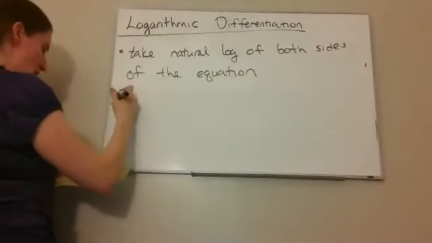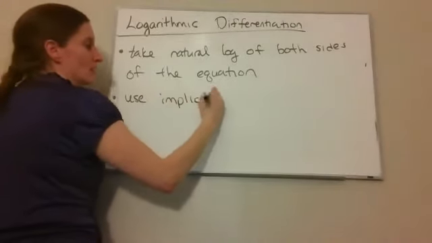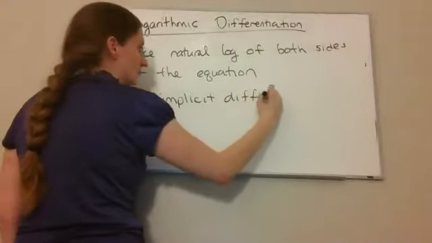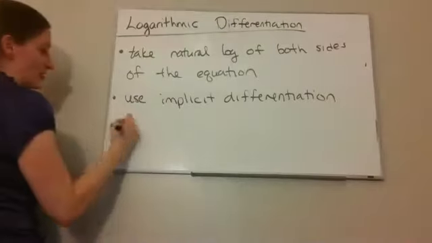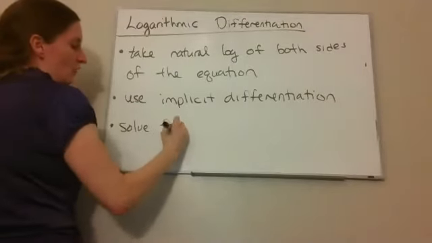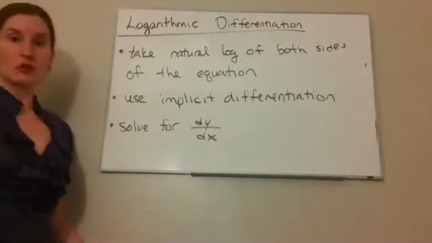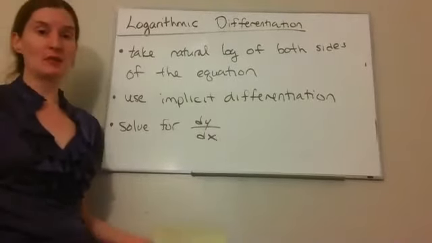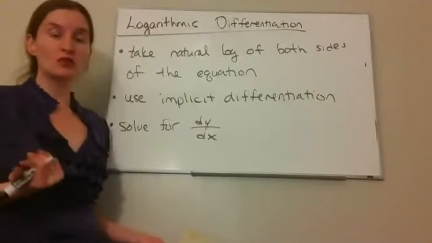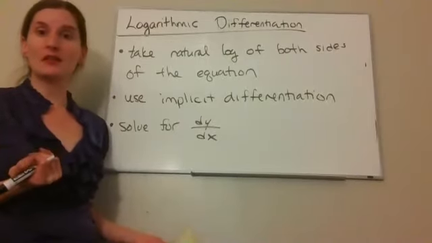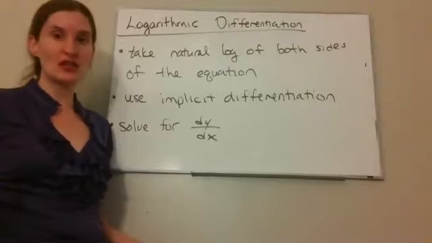Then you are going to use implicit differentiation. And make sure that you solve for dy dx. Well, that's not too bad. We know all about implicit differentiation. We've learned how to do that already. So to do logarithmic differentiation, you basically just introduce a logarithm to the problem and then use our implicit differentiation that we already know.